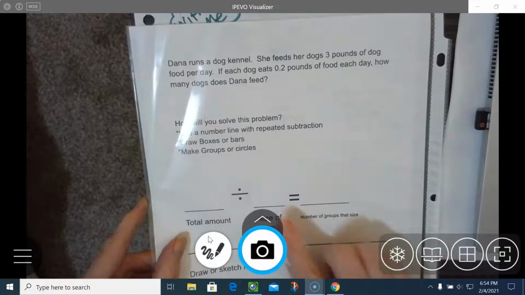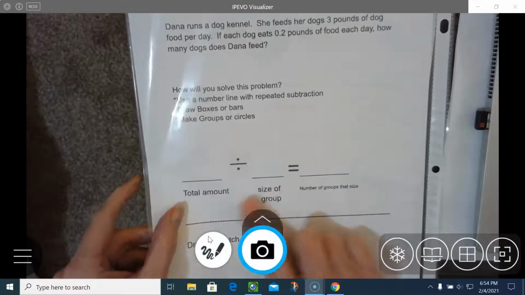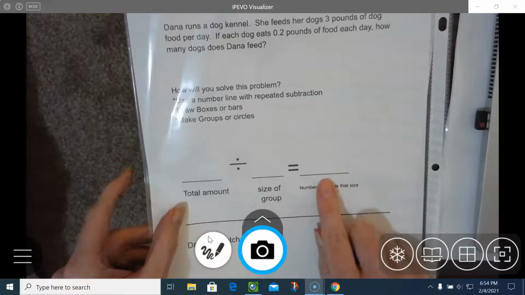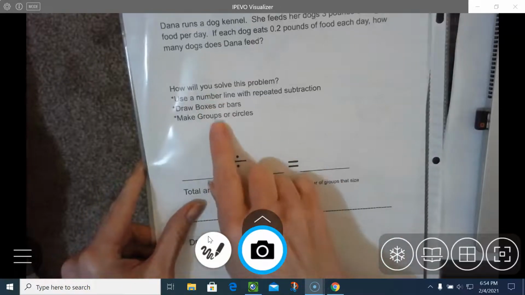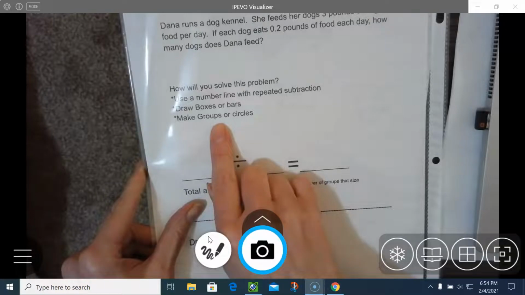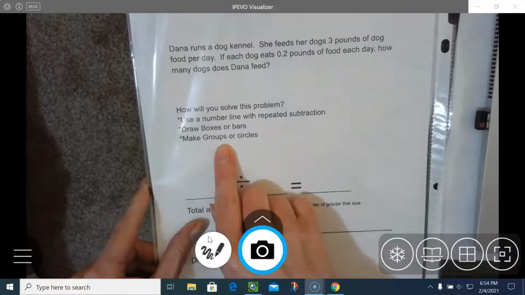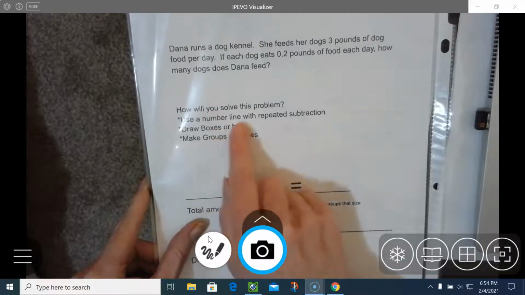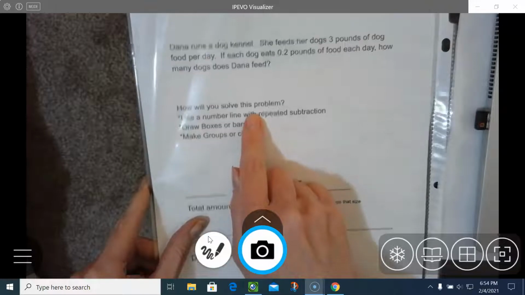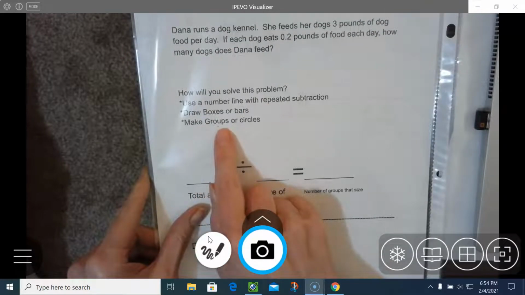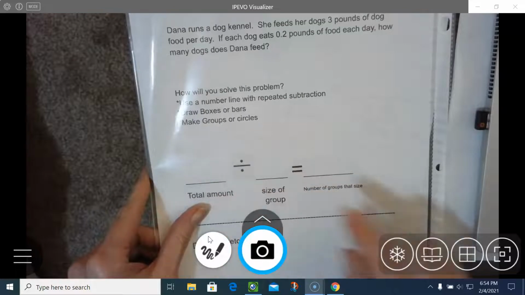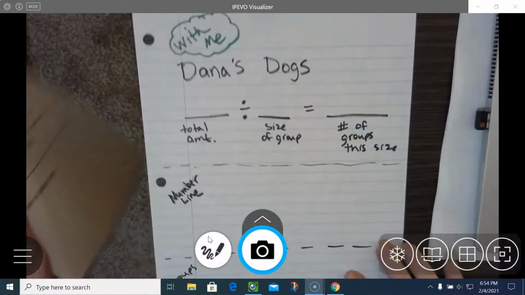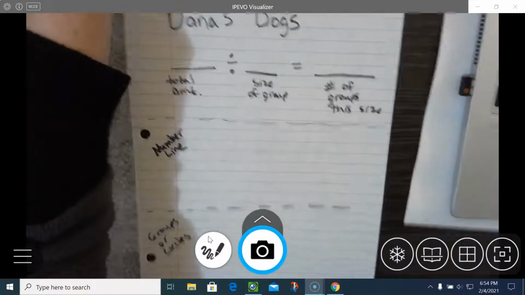So here's what I want you to do. You're going to set up your paper with this open number sentence right here, and then we're going to try doing 2 out of the 3 different ways to prove our answer by drawing. We're going to do the repeated subtraction with a number line, and then we're also going to do the circles. So pause the video, and I would like you to set up your with me problem.